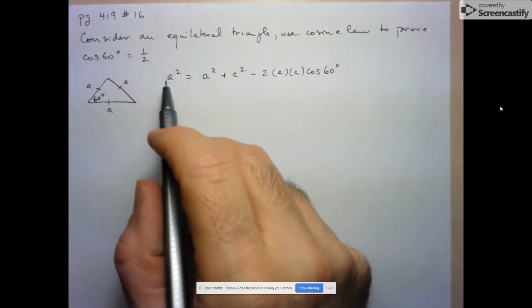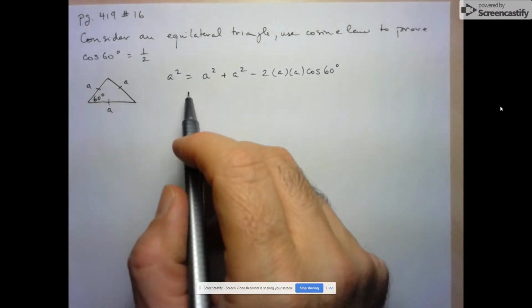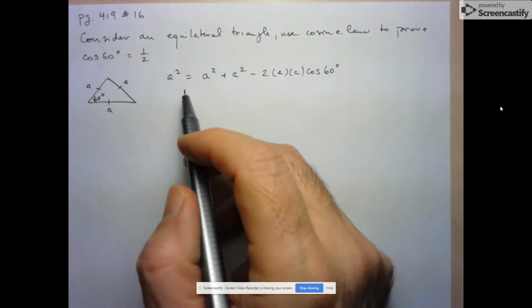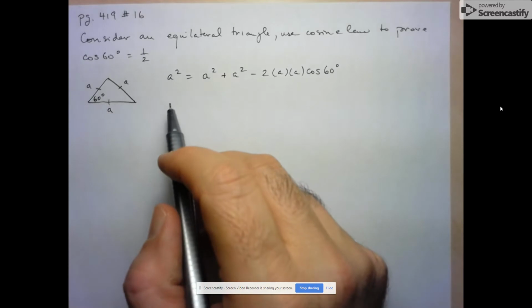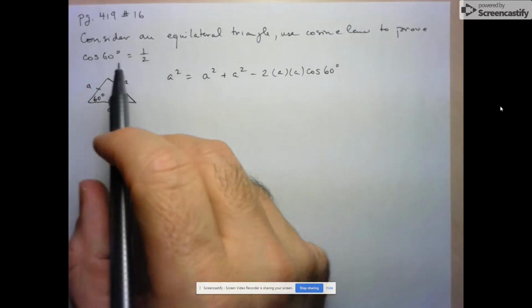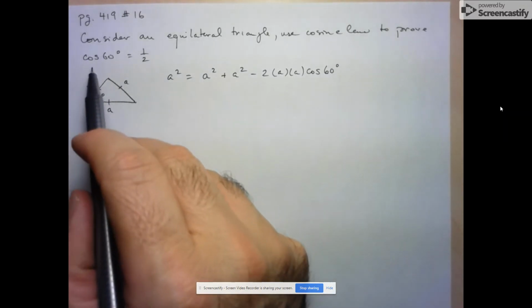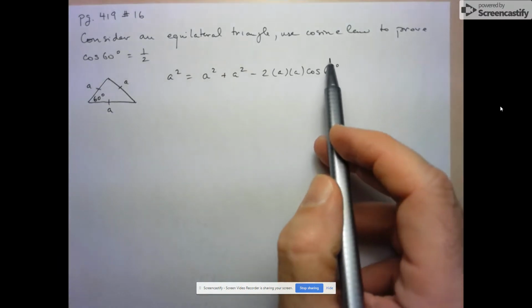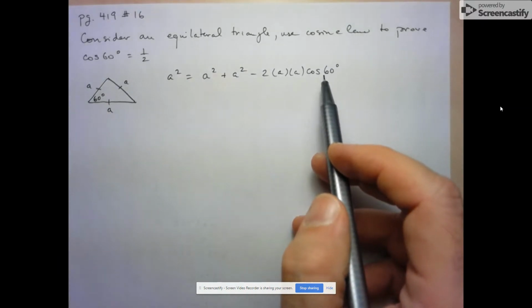Okay. So at first look, you might think, well, how am I supposed to show that this is equal to half when I have these variables around? Okay, so maybe we don't know where this is going yet. So let's just perform the algebra. So I'm trying to figure out what cosine of 60 degrees is, so it makes sense to isolate cosine of 60 degrees in this equation.